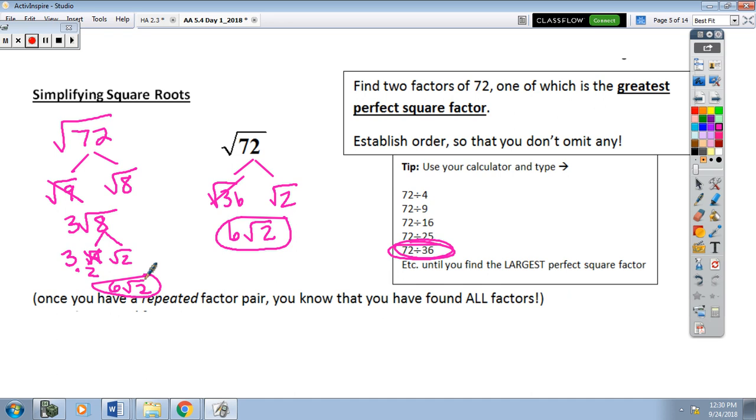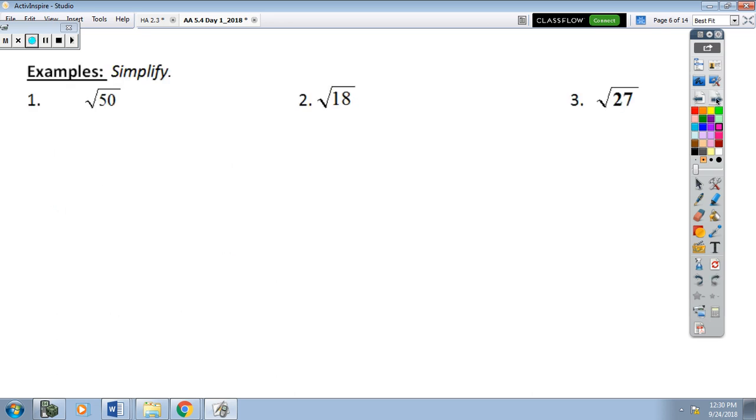And the mistake is that a lot of you, when you get the square root of 8 or the square root of 12, you'll forget to keep going. So always keep going until you have no perfect square factors left underneath. And that's why I say sometimes using your calculator will help. All right.